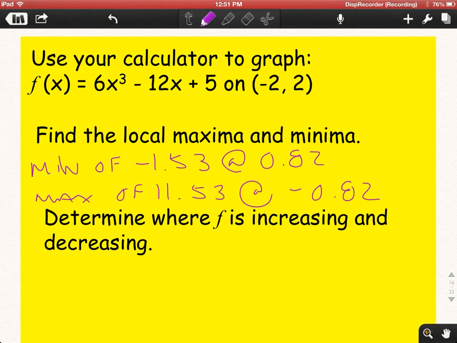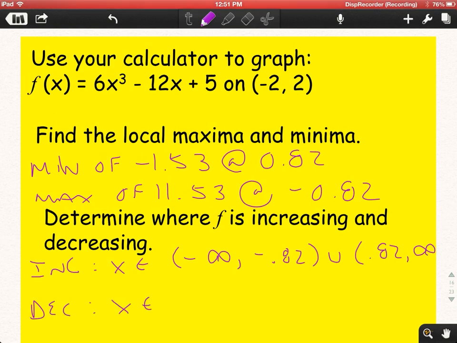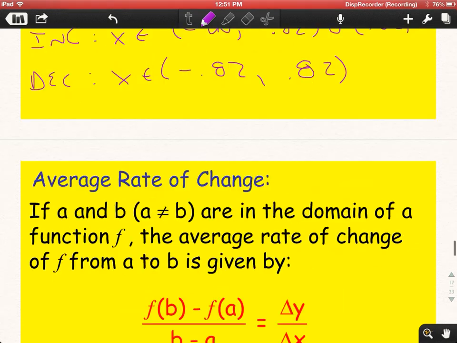And then where are we increasing and decreasing? So we're increasing from -infinity to -0.82, and then from 0.82 on to infinity, and then we're decreasing from -0.82 to 0.82. That'll create our maxes and mins.